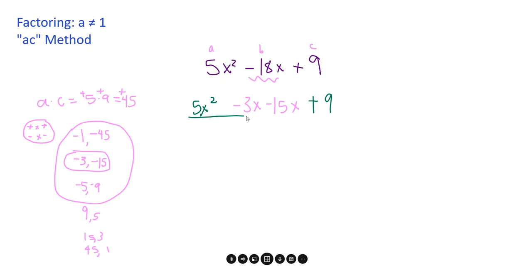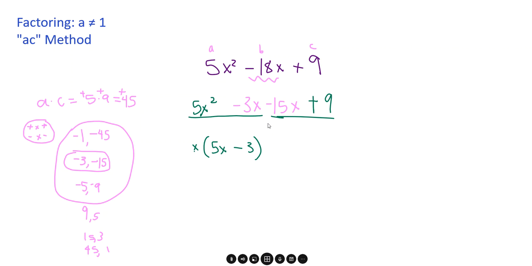We're going to get our first two terms and our second two terms. Let's factor out something from the first two terms. I see an x is common in those. So if I do x times a 5x, that'll give me my 5x squared. For this part, I've got only minus 3, because x times negative 3 equals negative 3x. Okay, let's do the second part.